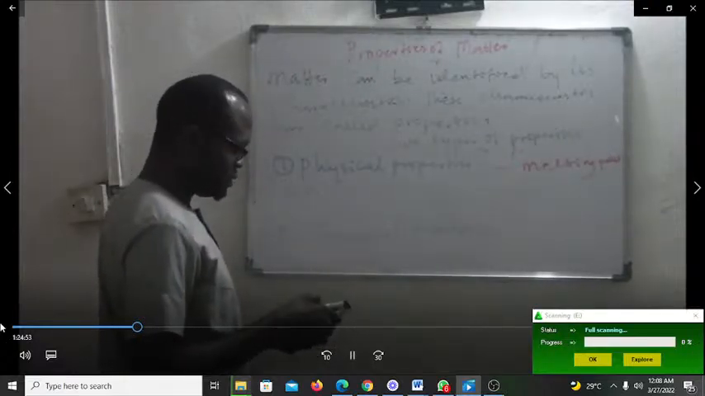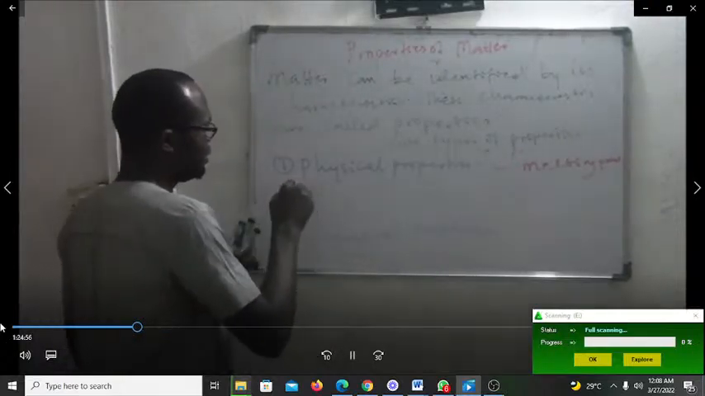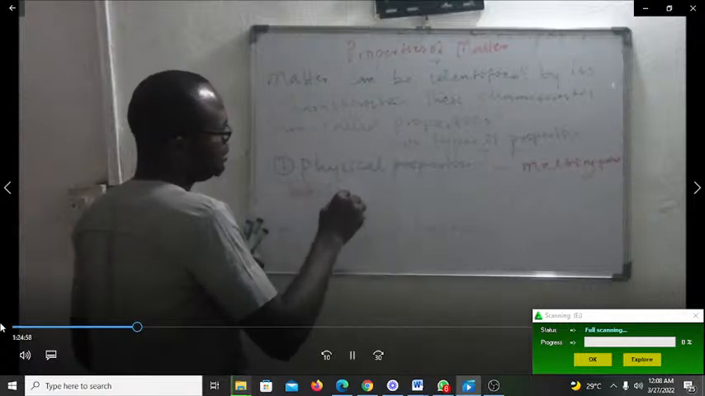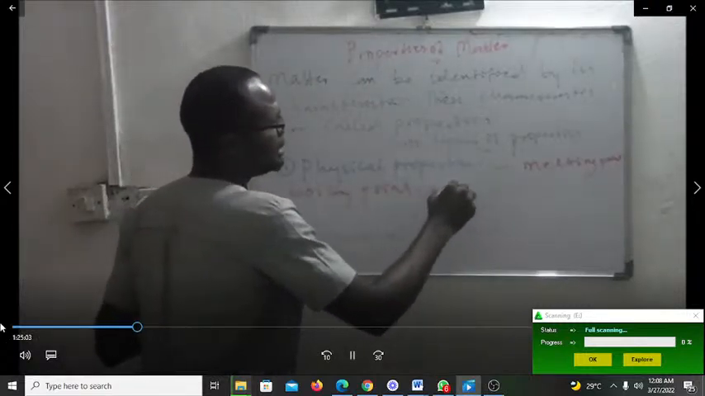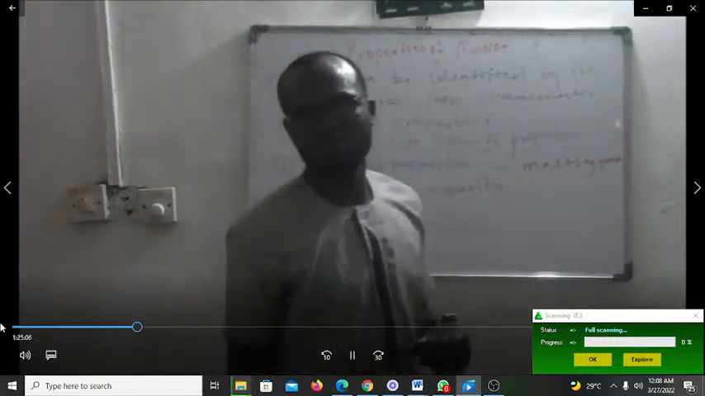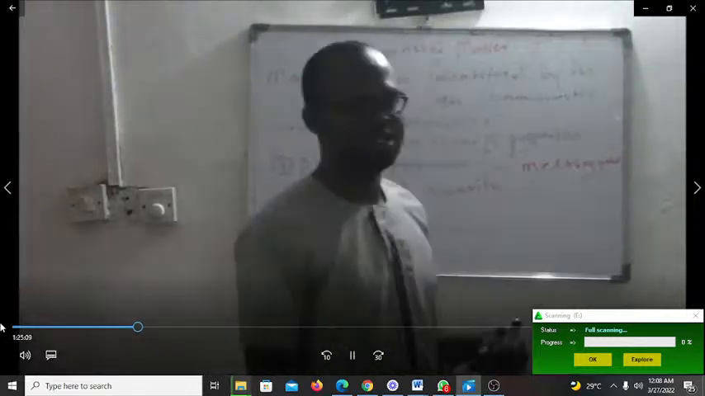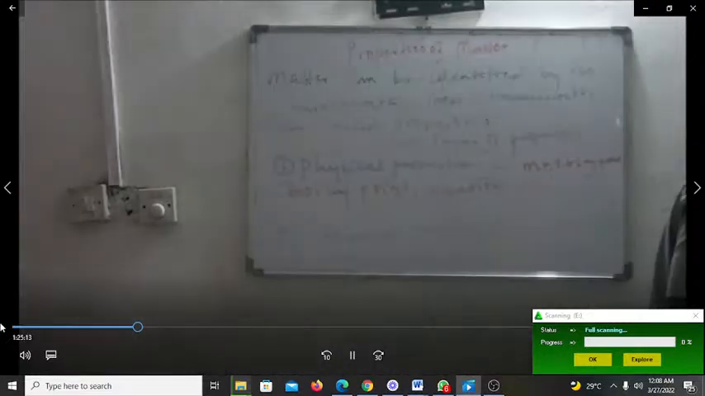Number 2 is boiling point. Number 3 is what? Density. Density, that's the weight, the mass, you understand? With respect to its volume. Density. Then what other quantity?